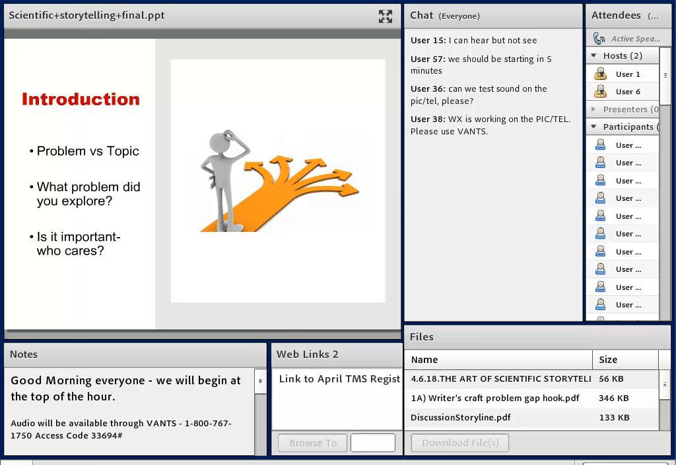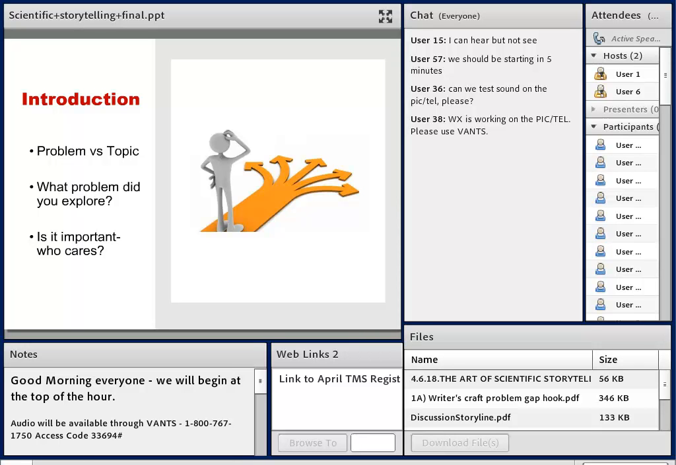So what is the problem? What is the problem which launched your research? That's what we're looking at. And what aspect of the problem did you explore? Obviously, we can't eradicate global poverty all in one sweep, but we take one aspect of it and try to work on it. And then the next question is, is it important?